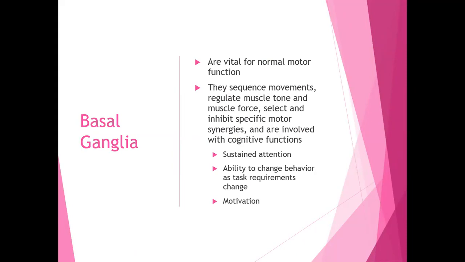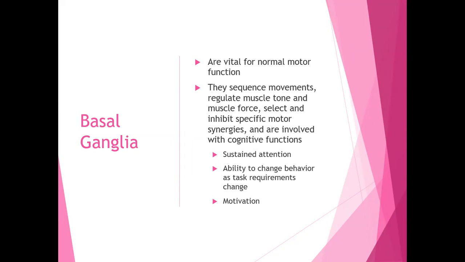The basal ganglia we talked about with regard to motor function. There are also non-motor cognitive functions of the basal ganglia. So the motor functions we talked about, they sequence movements, they regulate muscle tone and muscle force, they select and inhibit specific motor synergies. And the non-motor part is they're involved in some cognitive functions. So maintaining sustained attention, ability to change behavior as task requirements change, and motivation.